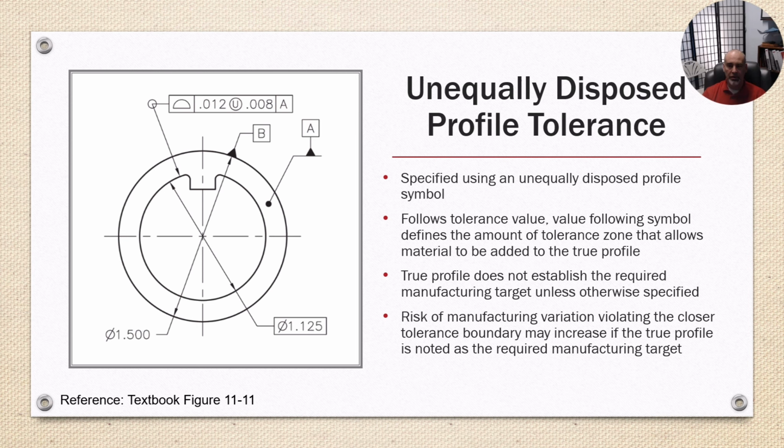Okay, so what this is saying is this profile can be up to 12 thousandths larger than the profile, and it can be up to 8 thousandths smaller than the profile, and that's why there's two numbers separated by the U symbol. So it is not proportionally sharing the tolerance that goes around the inside rim of this snap ring or whatever this is.